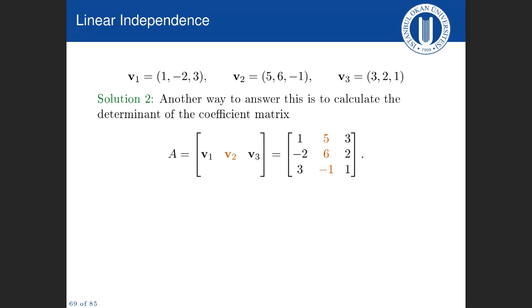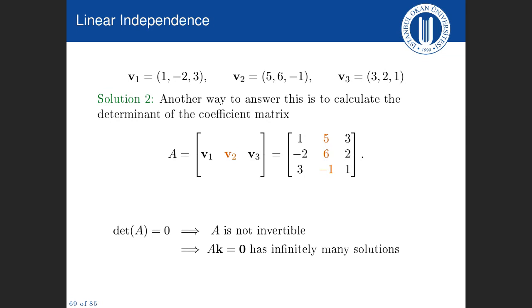Another way to answer this question is to calculate the determinant of a matrix. Let A be the matrix where the first column is v1, the second column is v2, and the third column is v3. Then calculate the determinant of this matrix. I leave it for you to check that the determinant is equal to 0. That means A is not invertible, and that implies that Ak = 0 has infinitely many solutions. Because there are non-trivial solutions, our three vectors are linearly dependent vectors.